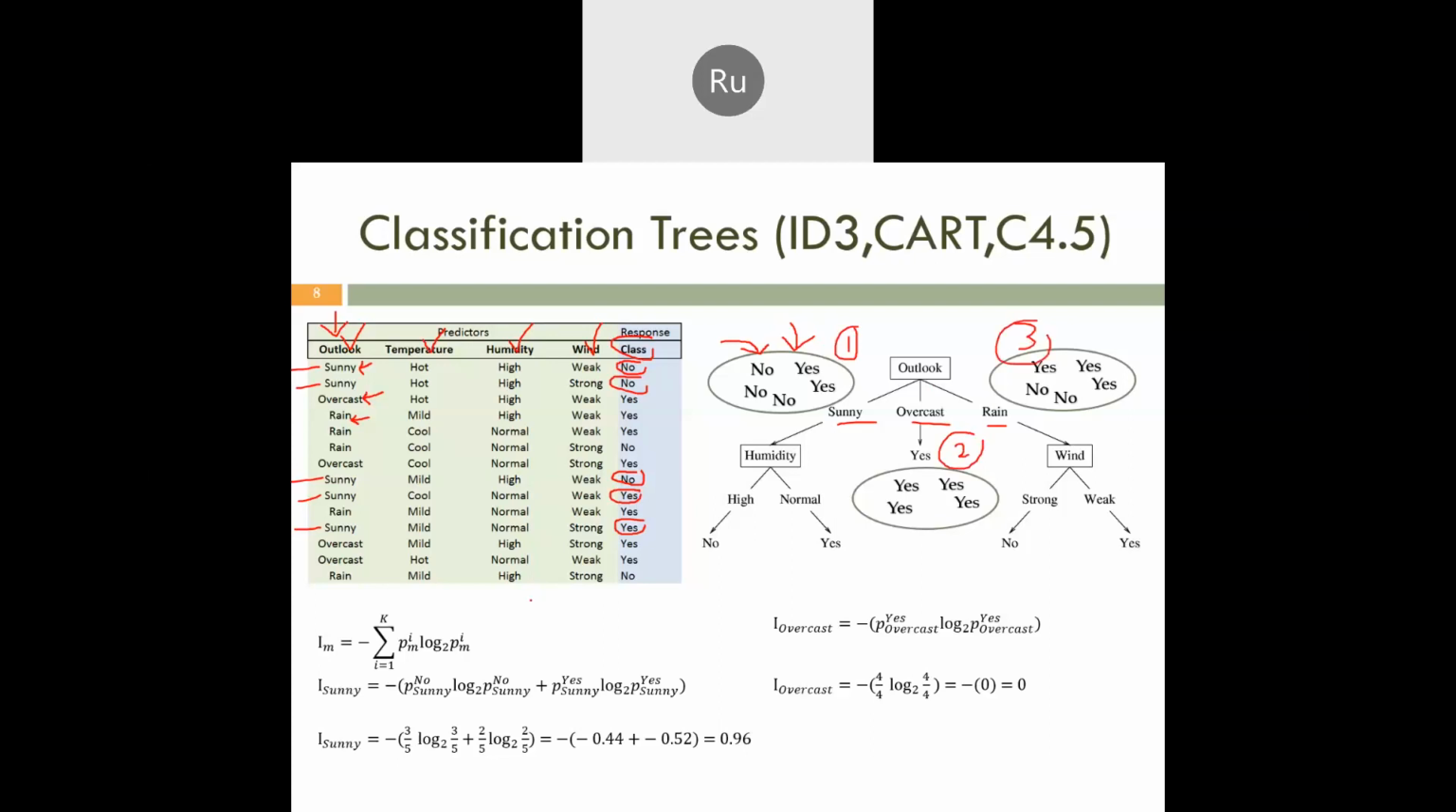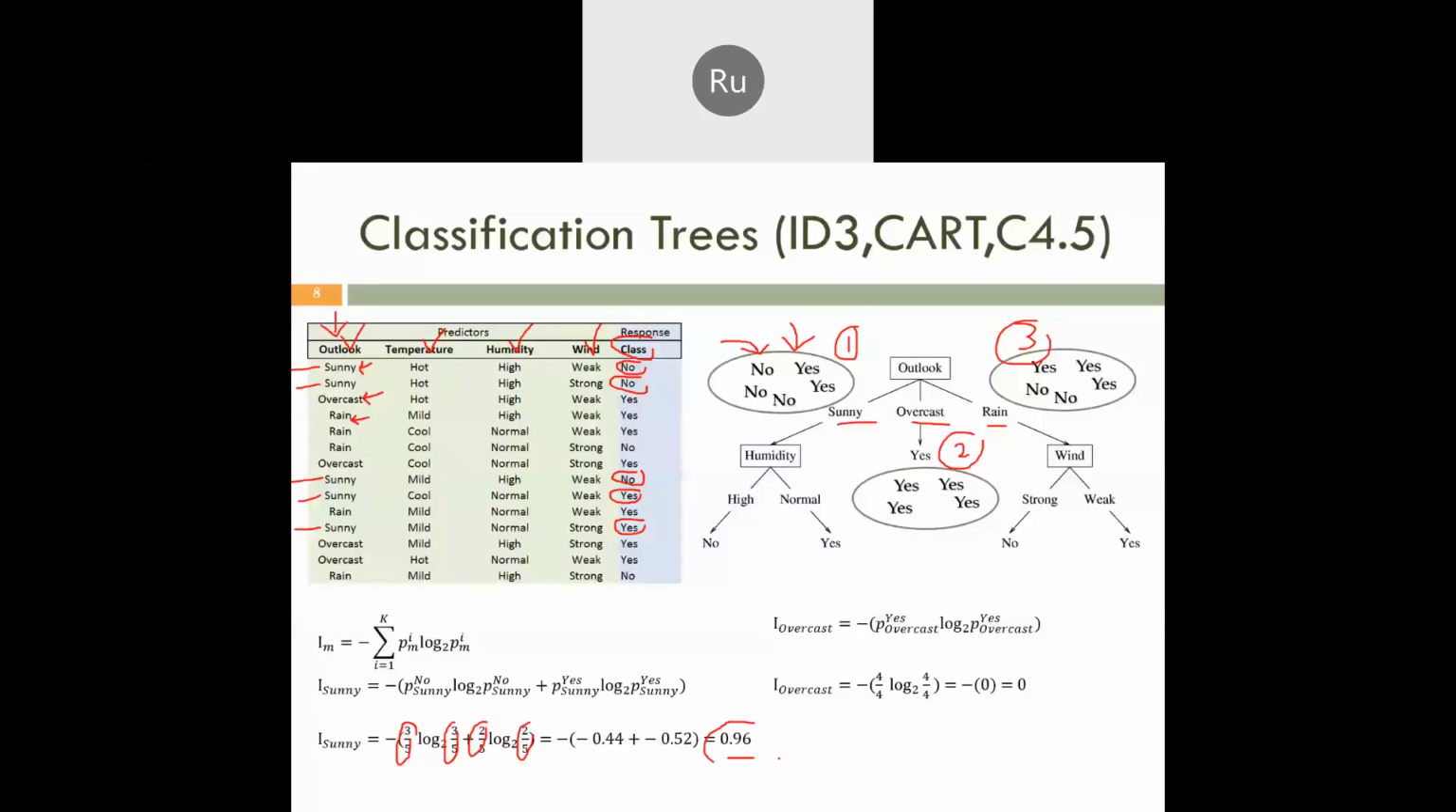So for example, we're looking at the sunny. So the probability of having sunny, which is yes and no, we have 2 over 5 and 3 over 5. For the no, we have 3 over 5, and then for the yes, we have 2 over 5. And we get this particular value. So this is the entropy for this particular partition based on the variable outlook, the value sunny.